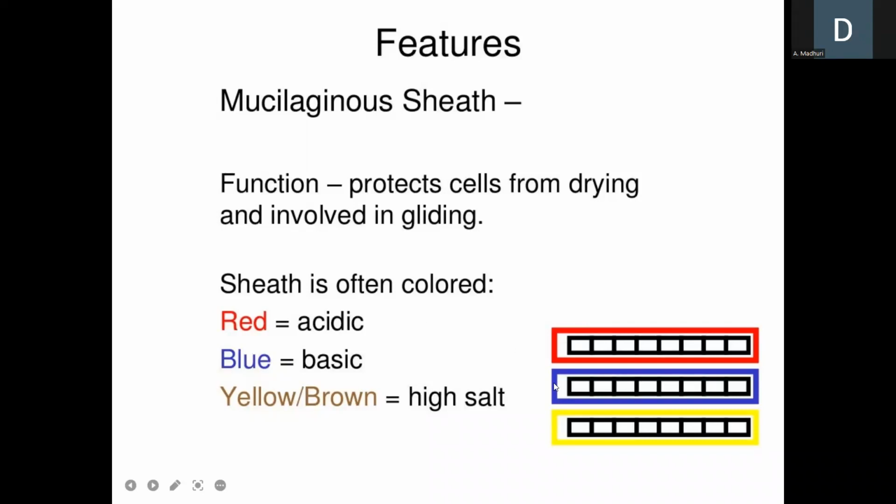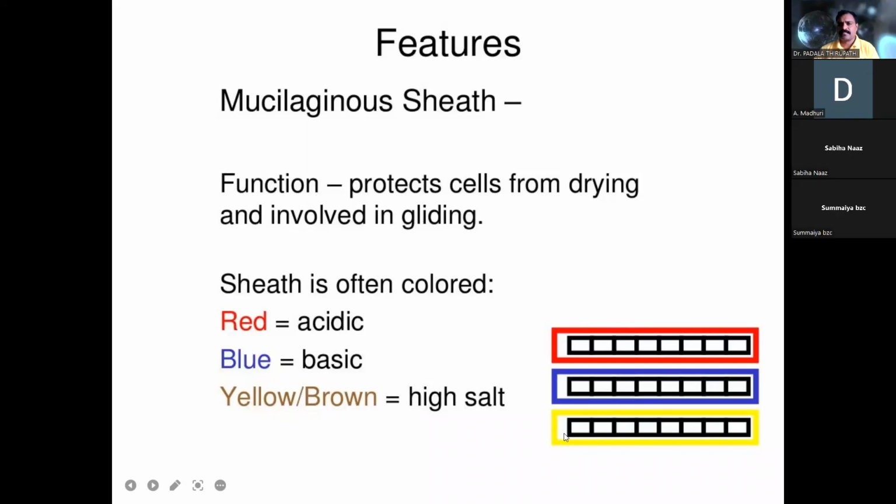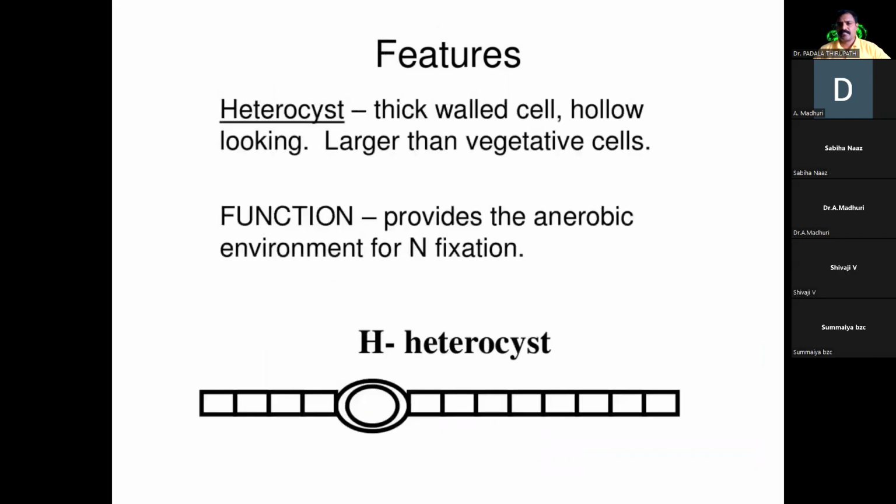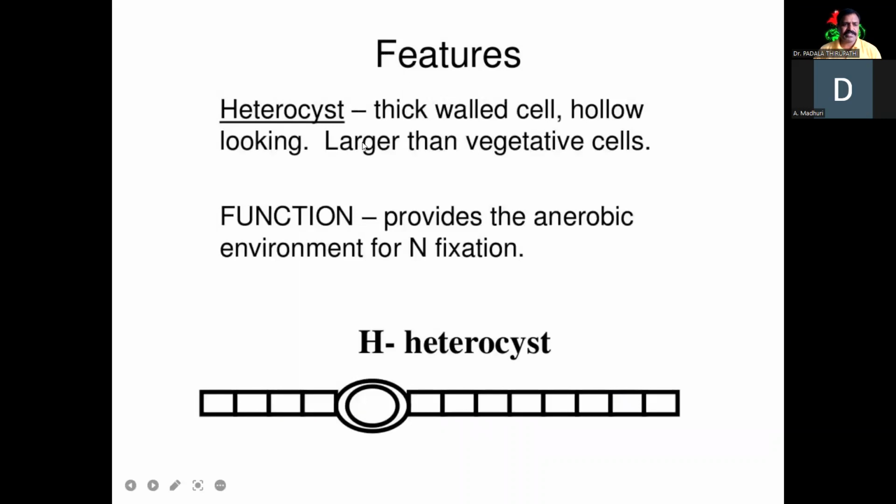It can be red, blue, yellow, or brown. The color of this mucilaginous sheath is due to the presence of different properties. Red sheath is due to acidic condition, blue is due to basic, and yellow or brown is due to high salt concentration.